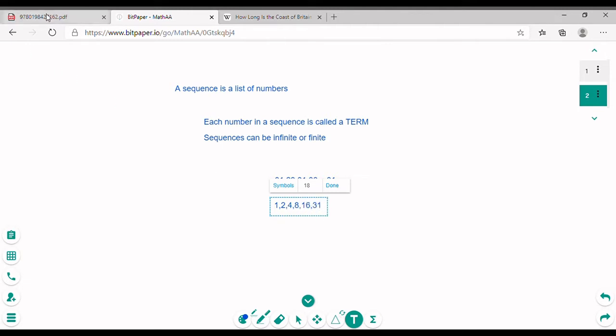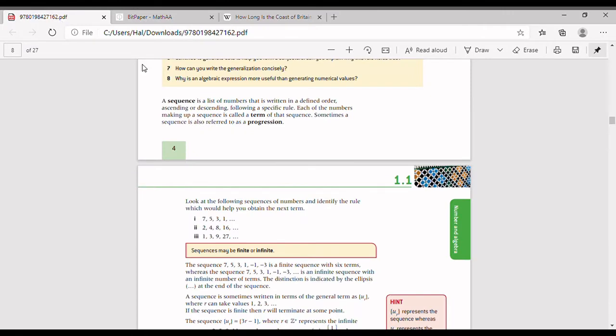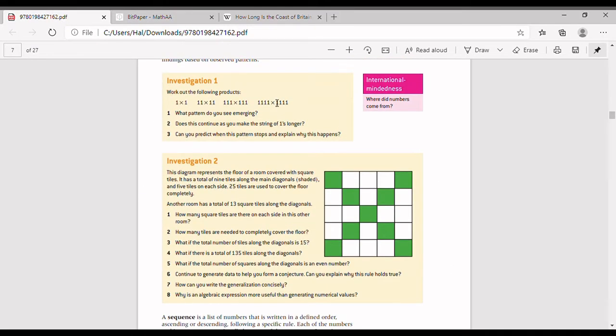The book has an interesting example of a sequence, and I'm going to have you try this one on your own. For investigation 2, imagine you had a room that was a 5 by 5 square with diagonals. There are 9 tiles on the diagonals and 5 tiles on each side. If you have another square room that had 13 tiles on the diagonals, then how big would that room be? That's question 1. I want you to think about that. Pause the video because I'm going to give you the answer.